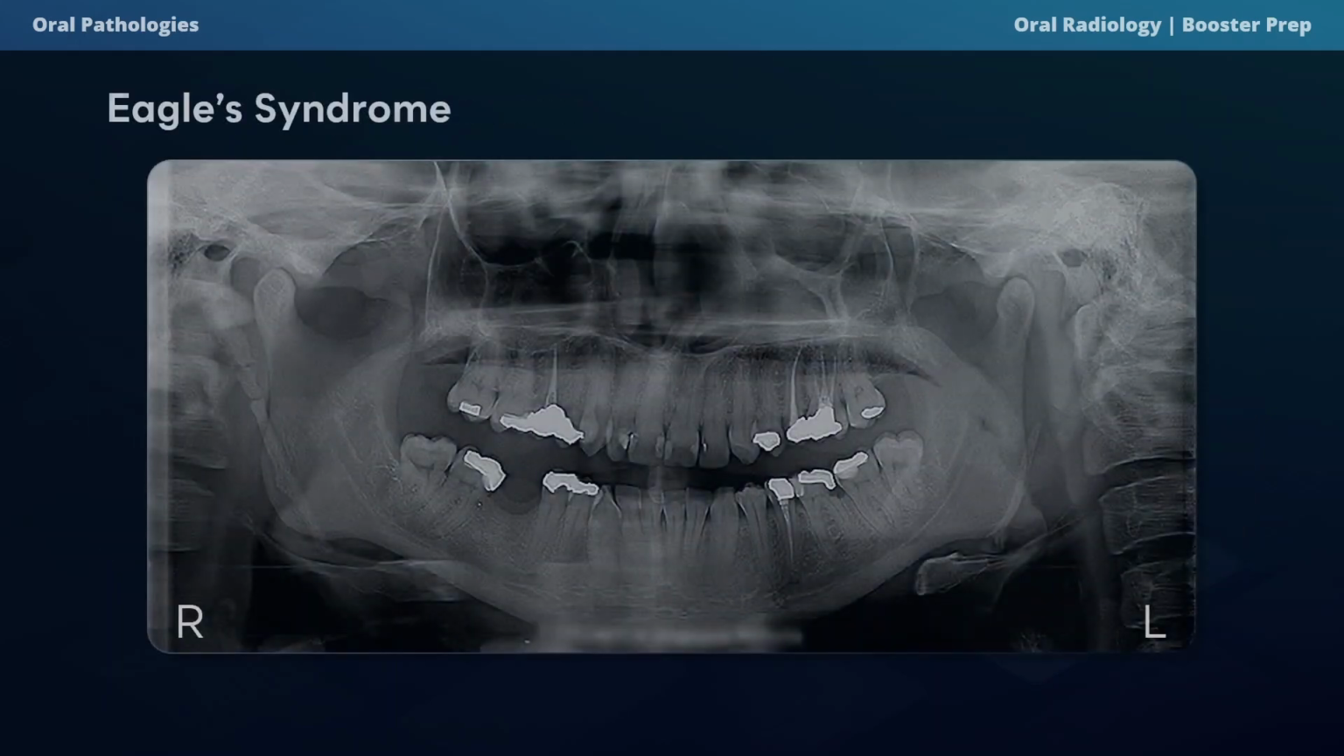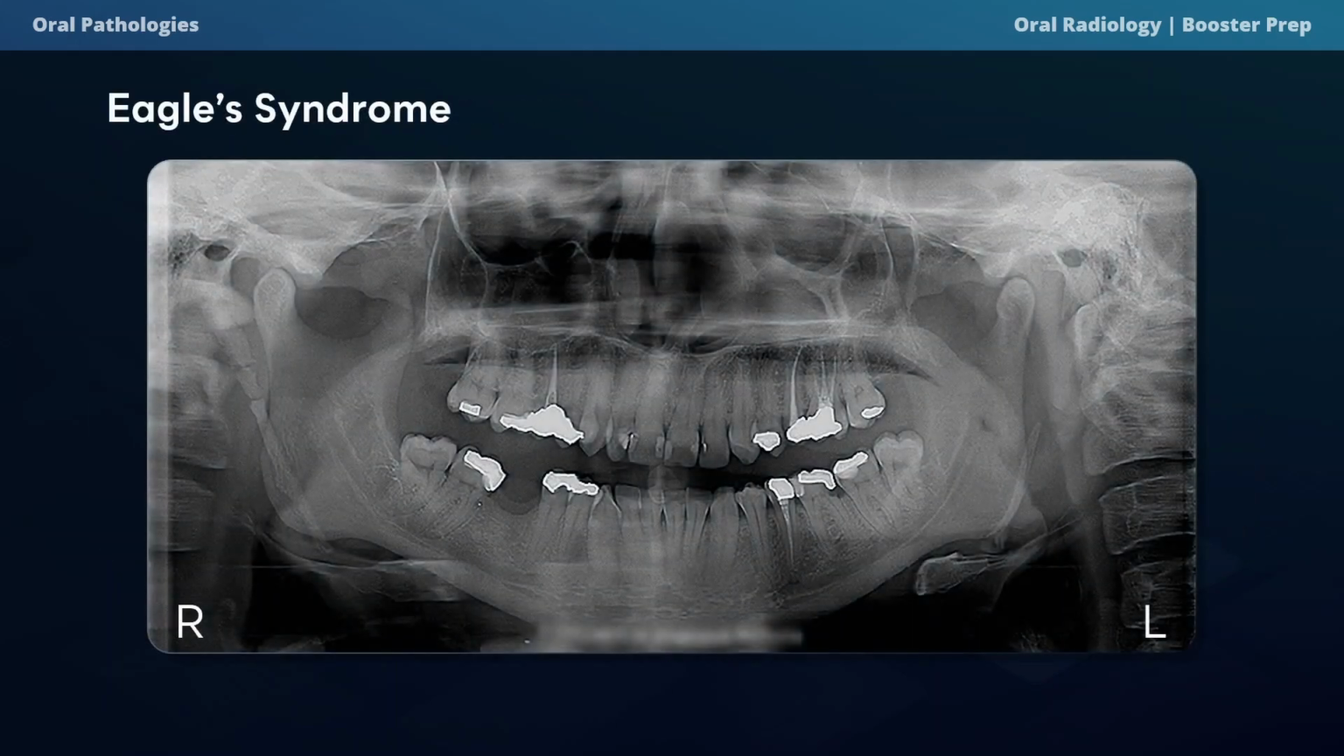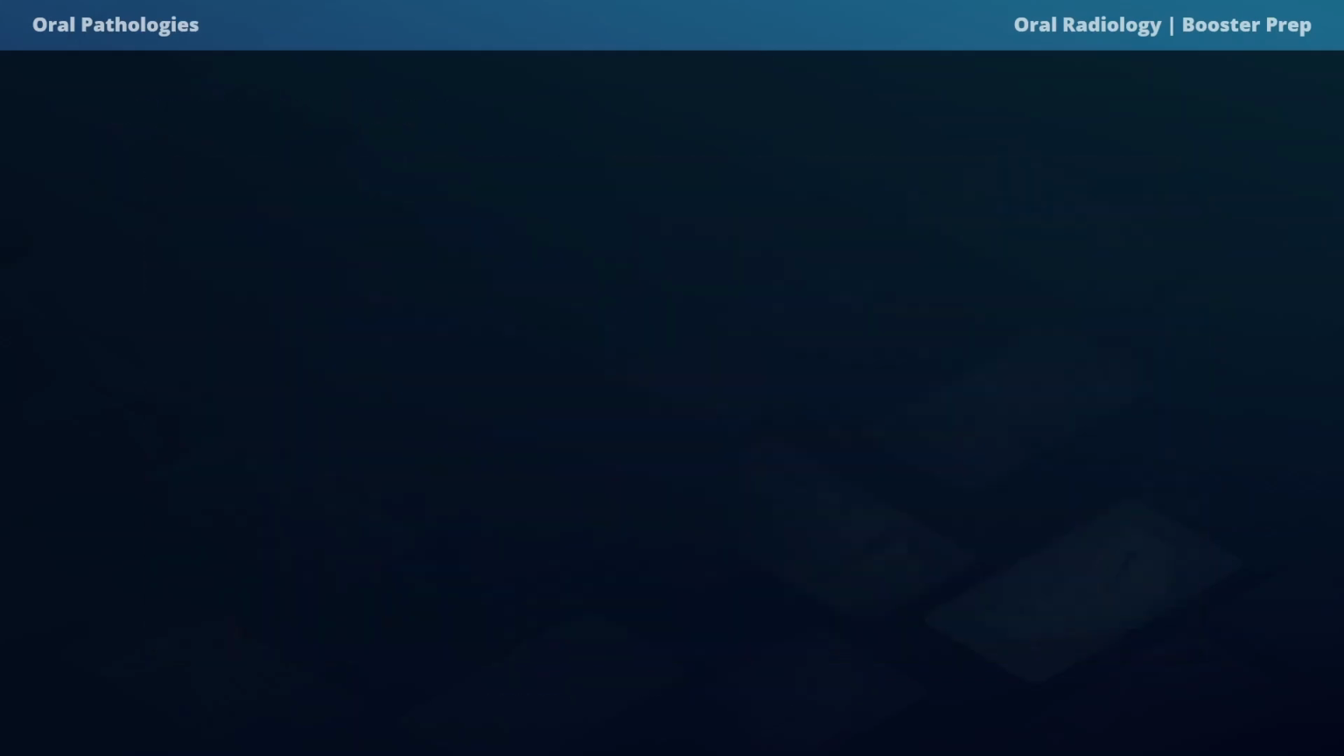A panoramic x-ray is also really helpful for spotting Eagle syndrome, and this happens when the styloid process becomes elongated or the stylohyoid ligament becomes calcified. In this image, we can see both styloid processes, and just take a look at how much longer the one on the patient's right side is compared to the left. And just a reminder, it still happens to me, right-sided structures show up on the left side of the radiograph. Patients with Eagle syndrome might experience pain when they're turning their head or moving their neck.